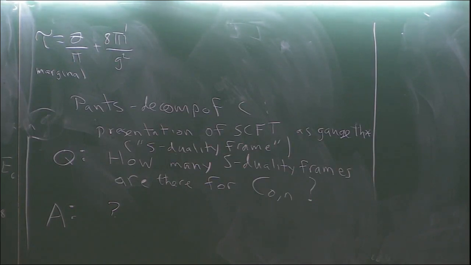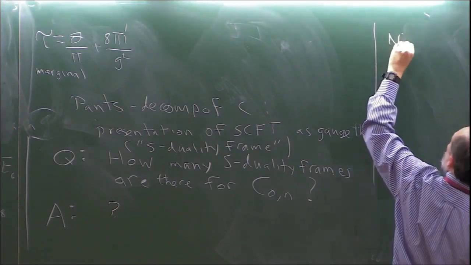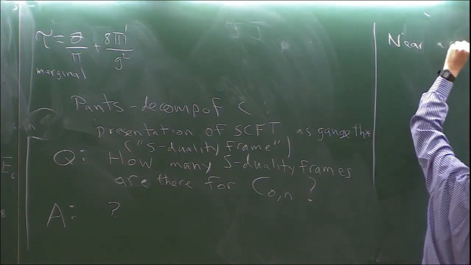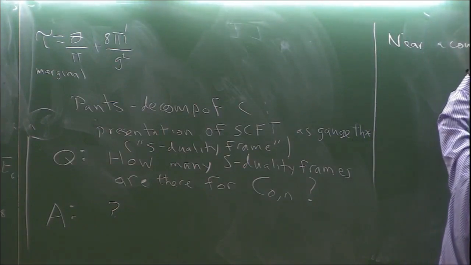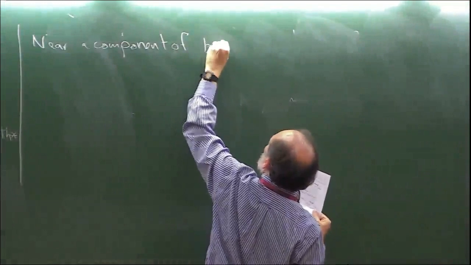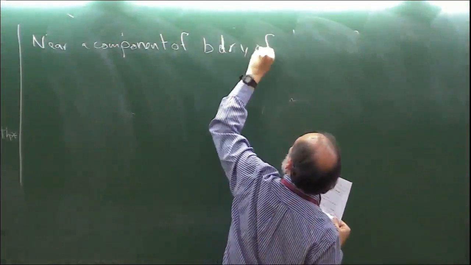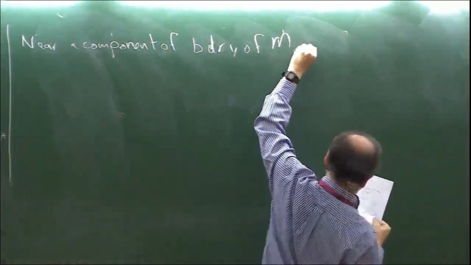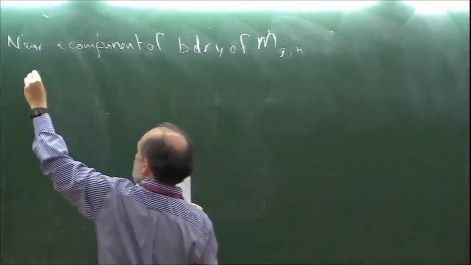Okay, so now what I want to say is the structure of this theory near a component of the boundary of M_{g,n}, where C degenerates.